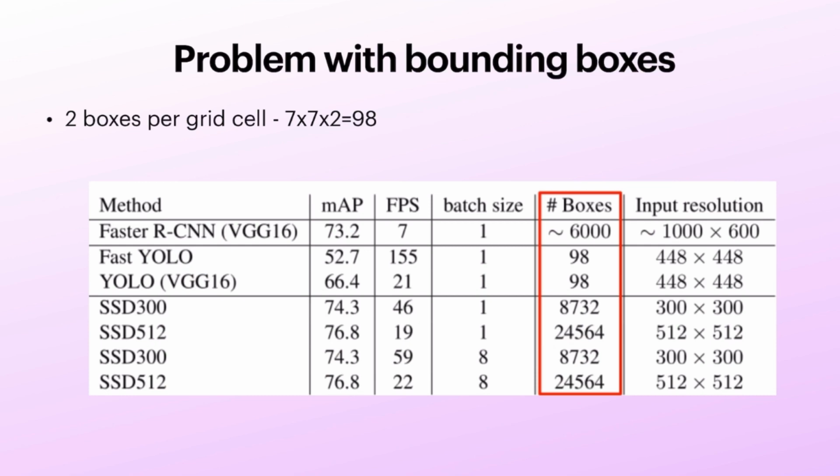If you already have very few boxes in the beginning, then you have the chances of missing the objects. Now by making this grid cell from 7 by 7 to 13 by 13, we are able to increase to 338 at max, which is still much less than all the other object detectors here. So now what should we do?